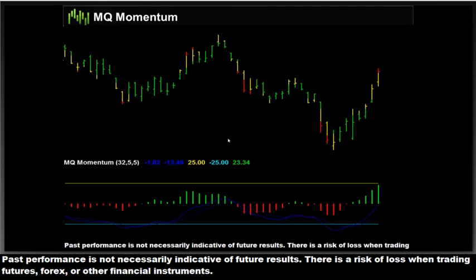Now for the third component of technical analysis, momentum, or more specifically, the momentum of price movement.